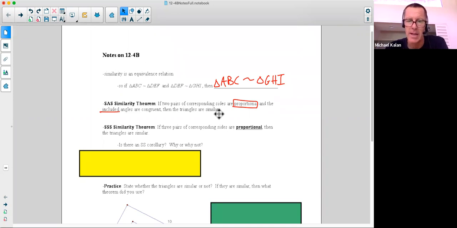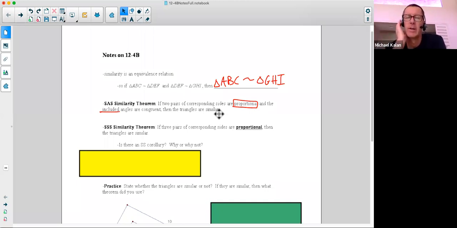And SSS similarity says if three pairs of corresponding sides are proportional, then the triangles are similar. My question to you is to think about and answer: is there just an SS corollary, like we had just an AA corollary after learning the AAA similarity theorem? And why or why not? So think about that for a sec. If you're not sure, try drawing it out.